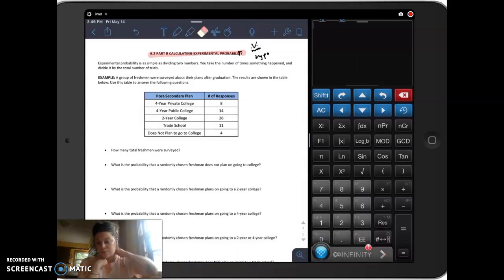You need to get it from self-service if you haven't already. So let's get started. We're going to actually do some math. We're going to find some probabilities.